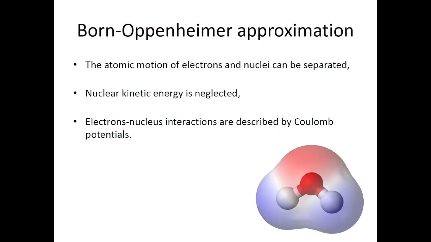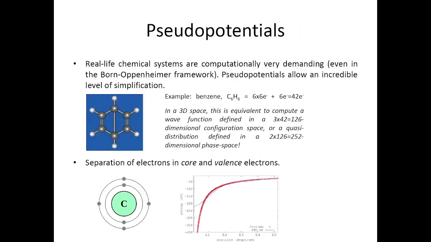So nuclear kinetic energy, because the nucleus is very massive, can be completely neglected. So at the very end, we end up having electron-nucleus interactions that are described by Coulomb potentials. Just like it would happen in the formulation of Schrödinger when we introduce the Born-Oppenheimer approximation, the same things can be done with the signed particle formulation, and very similar advantages are observed.